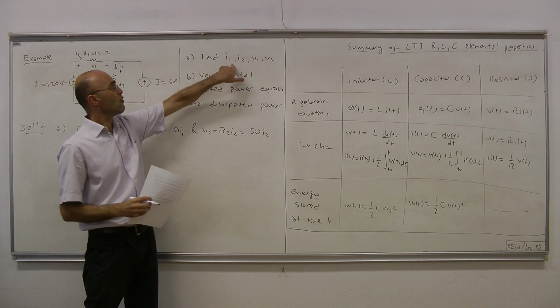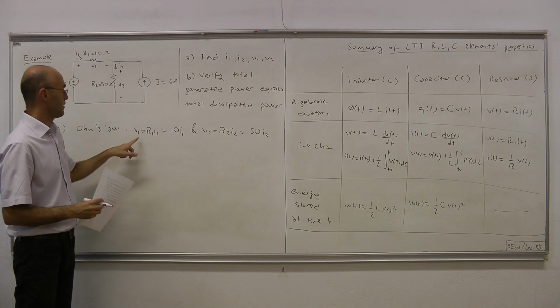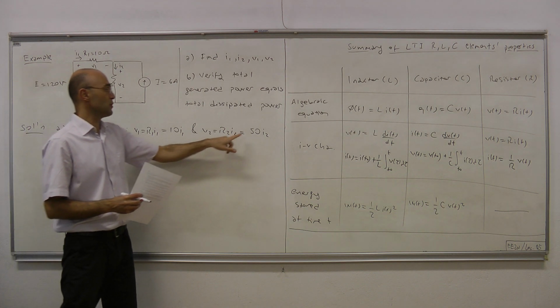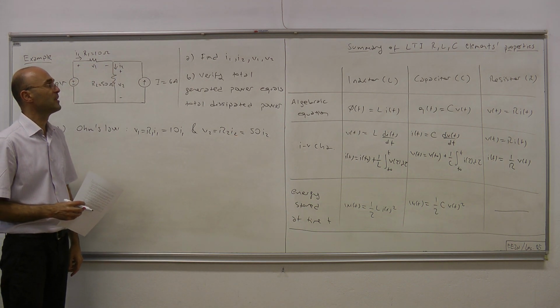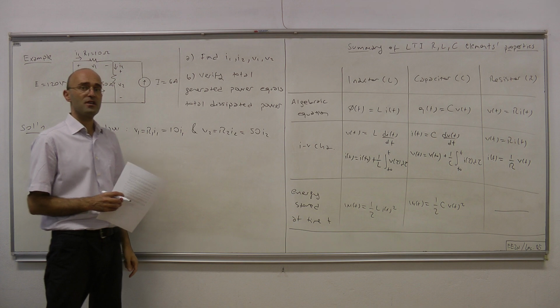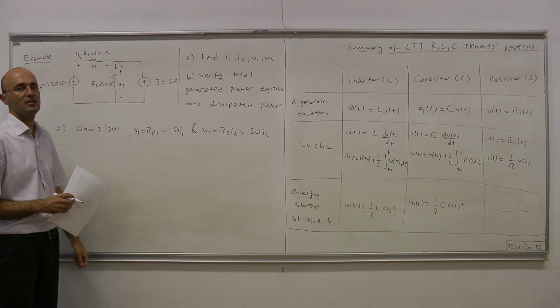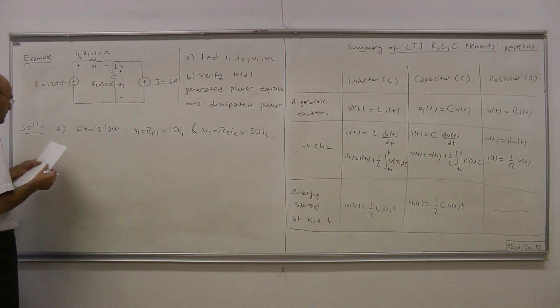So we have 4 unknowns, and we now have 2 equations already: V1 equals 10 I1 and V2 equals 50 I2. We need 2 more equations, and those will come one from KCL, the other from KVL. Let's start with the KCL.